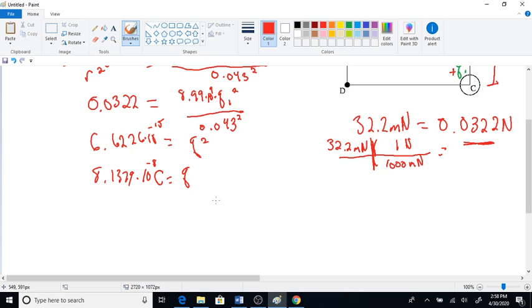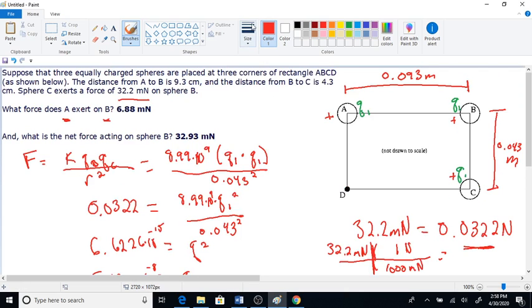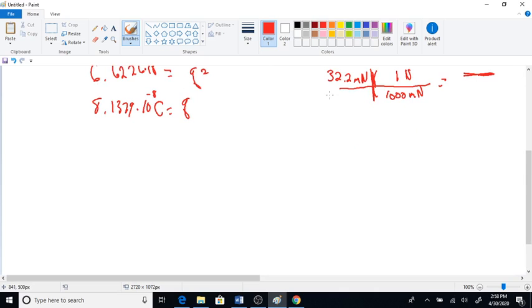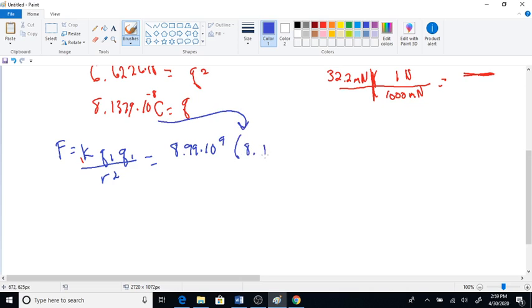There we go. So now that we know Q, how did that help us? Well, now we can go back up here and do Coulomb's law with A and B, because all the charges are the same. So it is k times Q1 times Q1 all over r squared. We can fill in 8.99 times 10 to the 9th. And we know our charge, which is 8.1379 times 10 to the negative 8th.